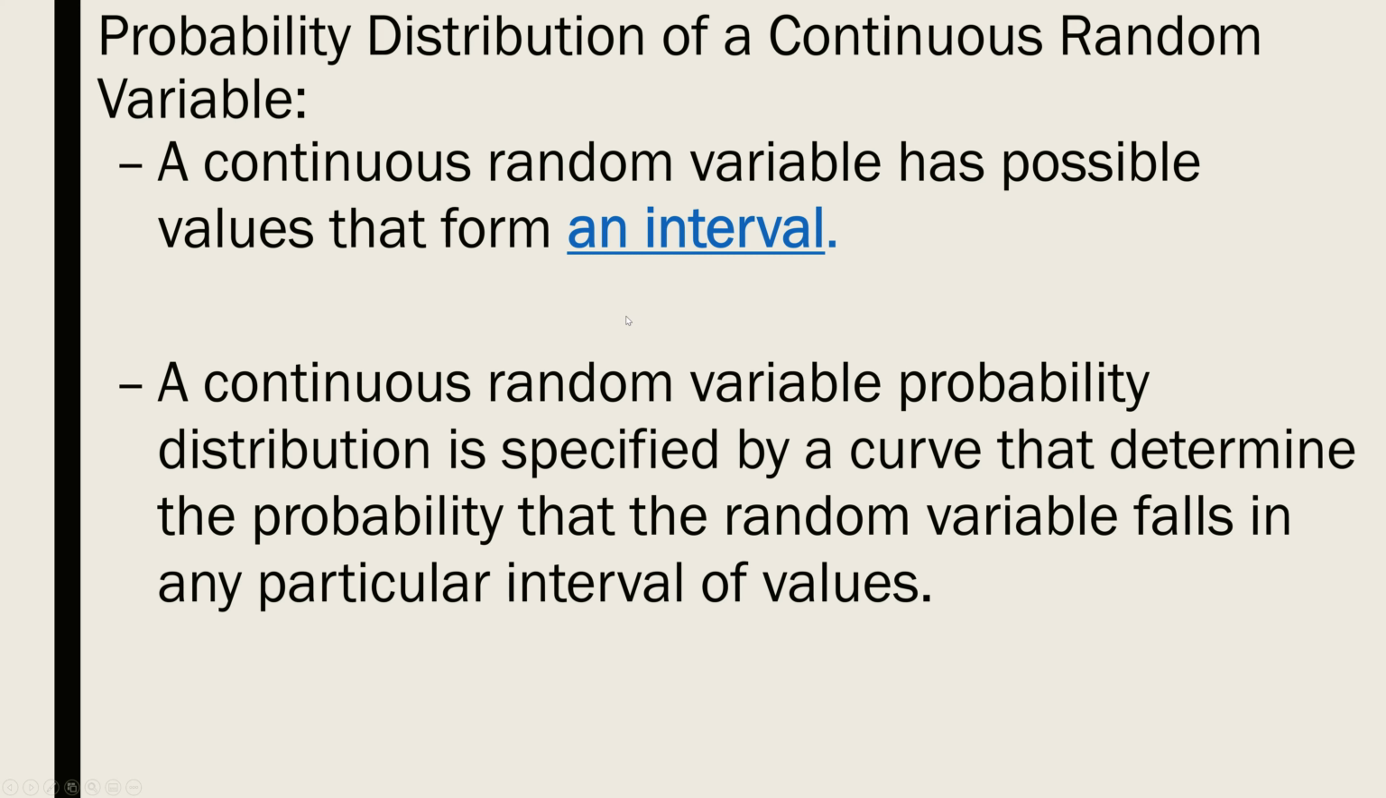In this video, we are going to learn continuous probability distribution and the properties of a normal distribution. A continuous random variable has possible values that form an interval. A continuous random variable probability distribution is specified by a curve that determines the probability that the random variable falls in any particular interval of values.